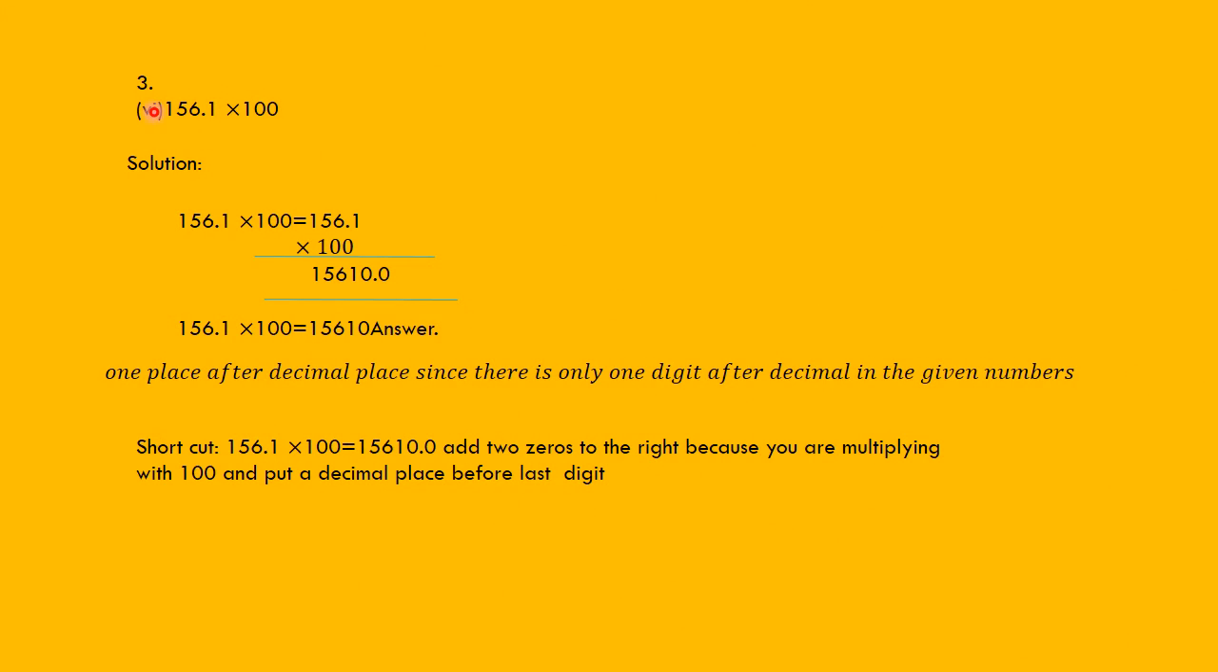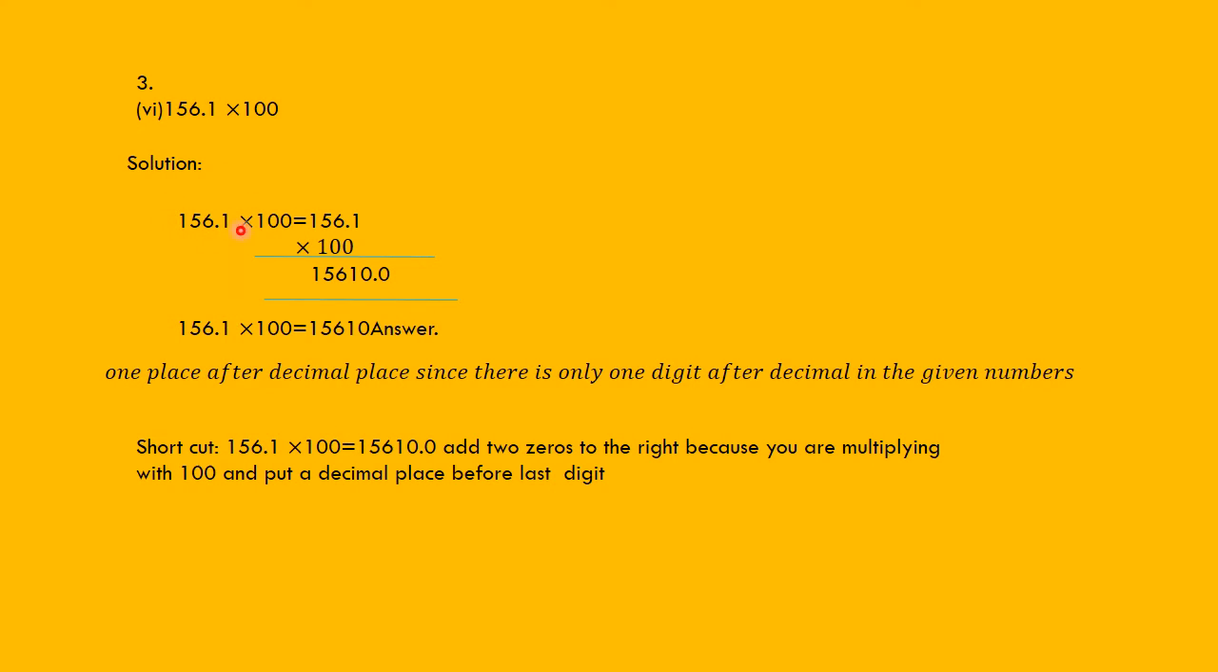Now let us see third question. 156.1 multiplied by 100. So you will get 2 zeros after this number, isn't it? Because you are multiplying it by 100. So 156100. Now let us see how many decimal places we have to consider.